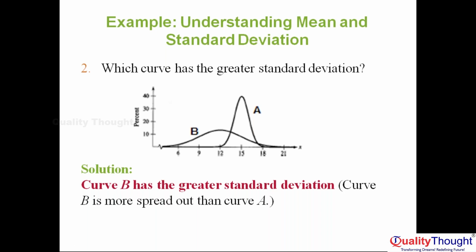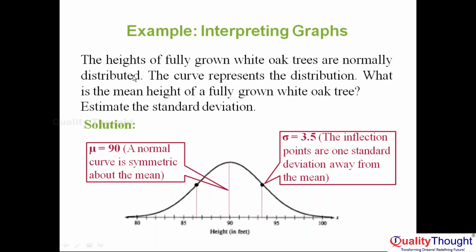The heights of fully grown white oak trees are normally distributed. The curve represents the distribution. What is the mean height of a fully grown white oak tree? Estimate the standard deviation. By looking at this curve, we can clearly understand that the mean of this graph is 90, and coming to the inflection points, it is 3.5. That is the standard deviation.